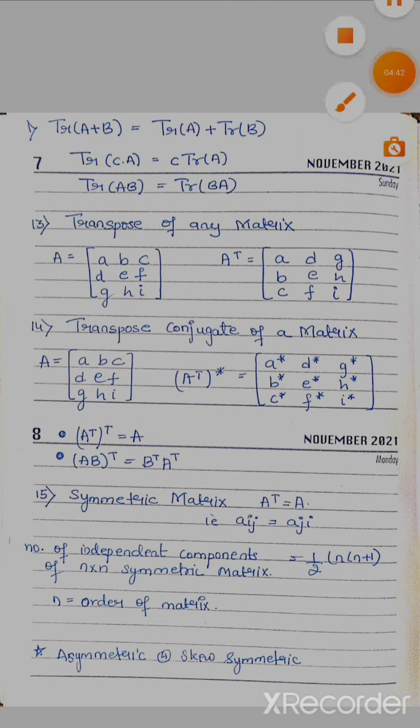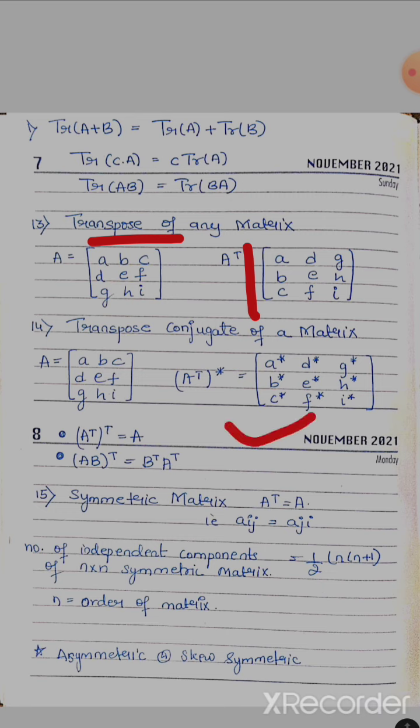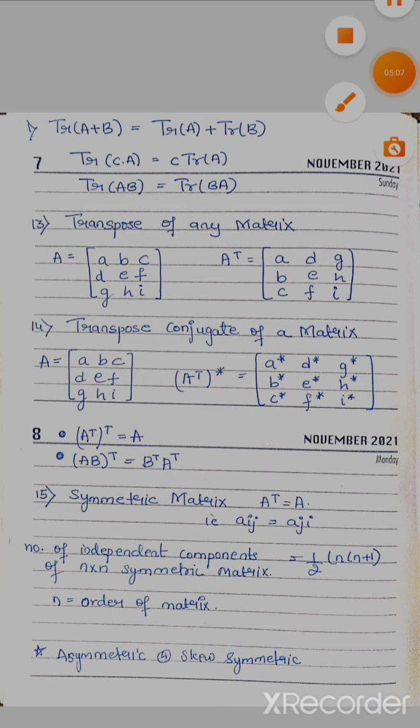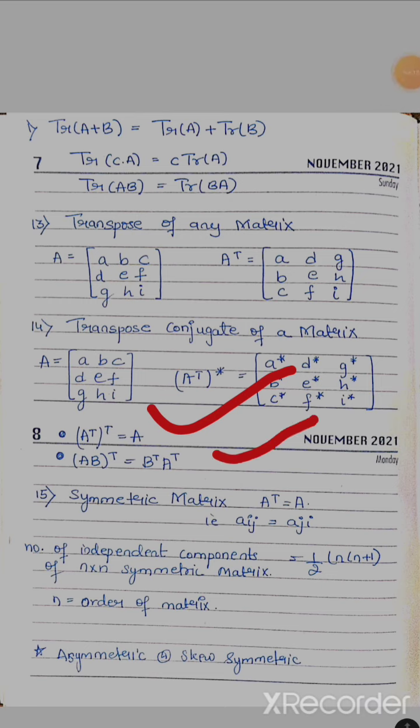Next, transpose of any given matrix is nothing but changing the rows into columns. This is our transpose matrix. And if you have to take the transpose conjugate of the given matrix, just transpose it and take the conjugate of that matrix. Okay. Some of the identities I have mentioned here: the transpose of A transpose is nothing but A, and the transpose of AB is nothing but B transpose into A transpose.